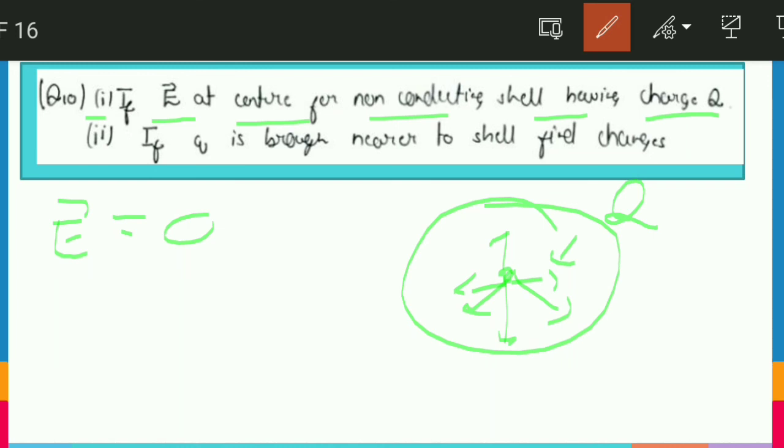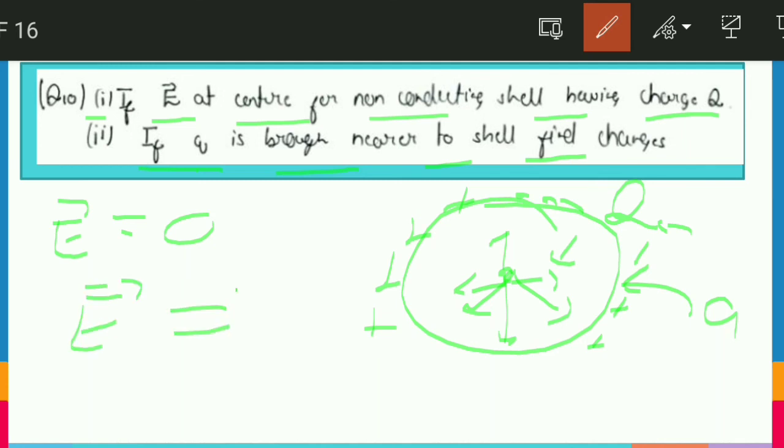And the second, what it is saying: if some charge q is brought nearer to the shell, let's say this is our q and it is now brought nearer, then we have to find the change. Now I think you know that this q will repel this q, and the charge distribution will change, like some more charge will gather here and less charge will be here. So this time the electric field at the center will not be zero. The actual value we do not know, but it will not be zero.